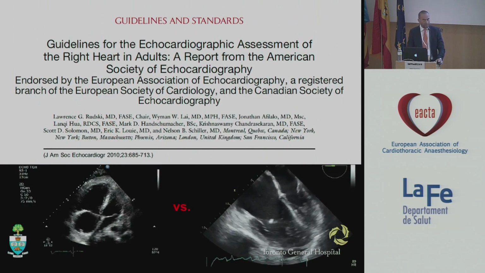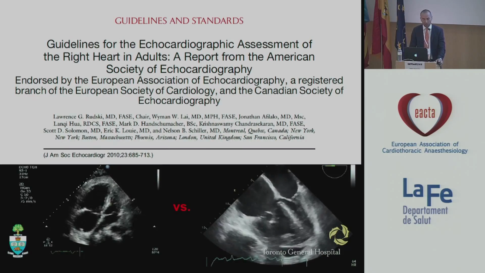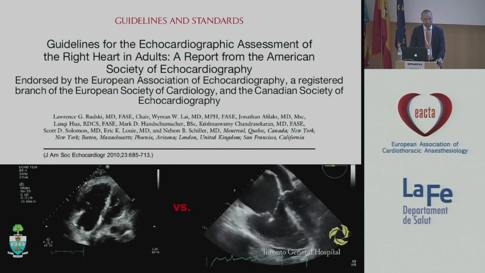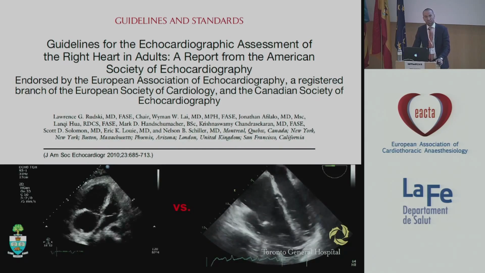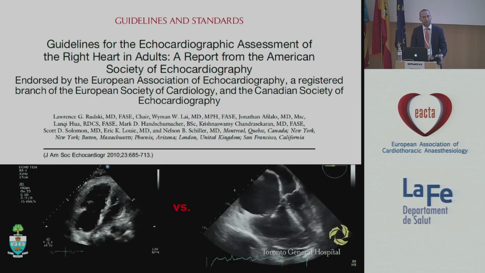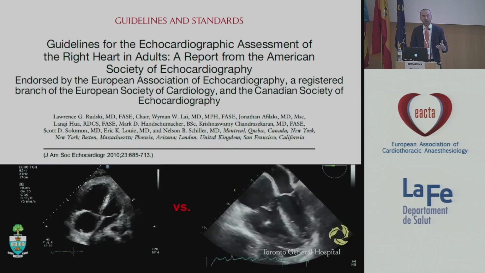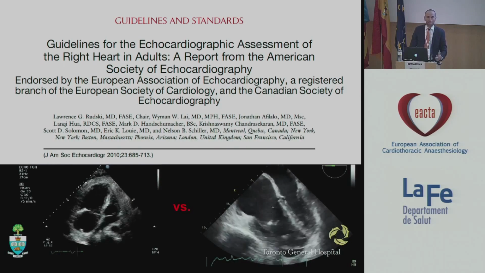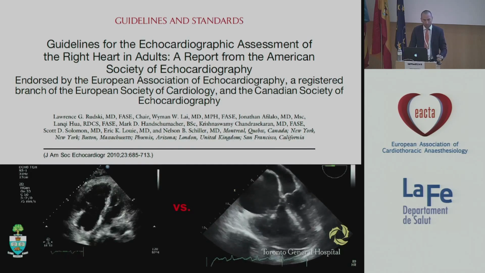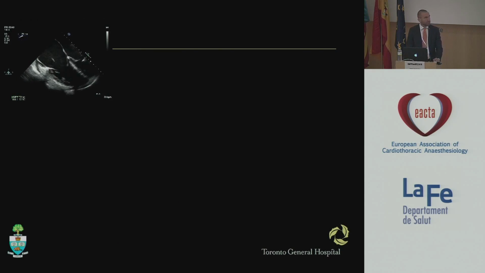What do our current guidelines say? Current guidelines are not specific to transesophageal echo. They are in general for echocardiography. And one of the challenges for us in the operating room, and those of us who do transesophageal echo, is to make transesophageal echo as similar as possible to transthoracic echo in order to reproduce the same type of measurements. And when it comes to assessment of right ventricular function, it's quite challenging.